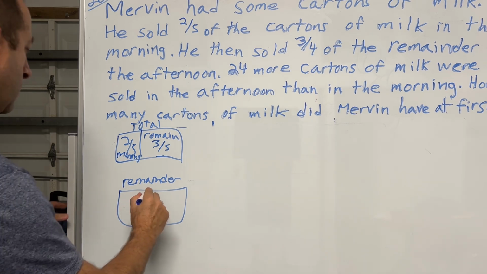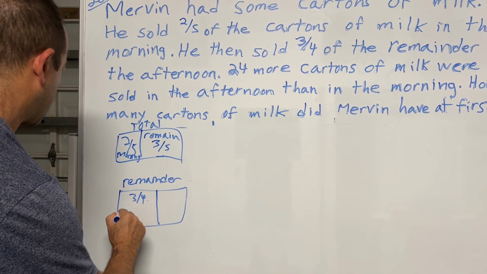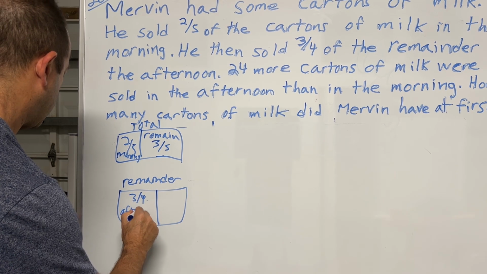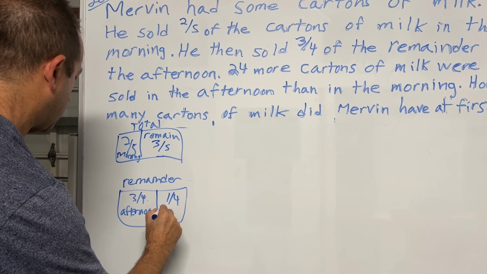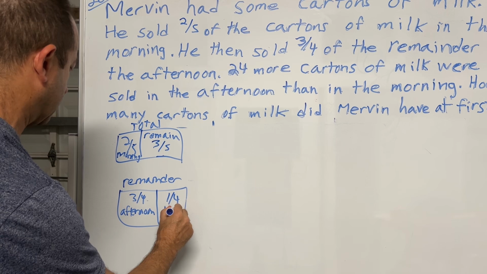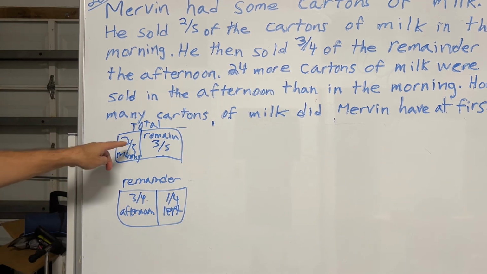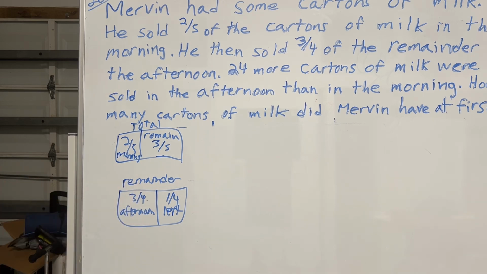Now, he sells 3/4 of this one in the afternoon. And he has 1/4 of the remainder that is left. And remember, these are fractions of different totals. You cannot really compare these fractions.